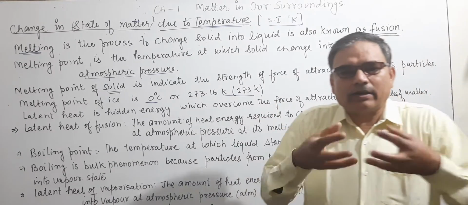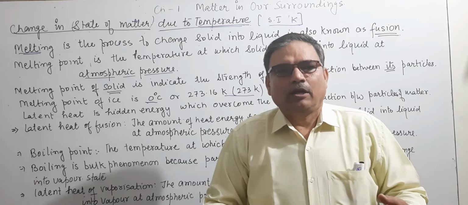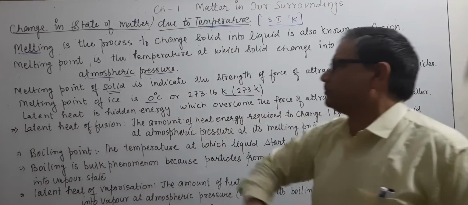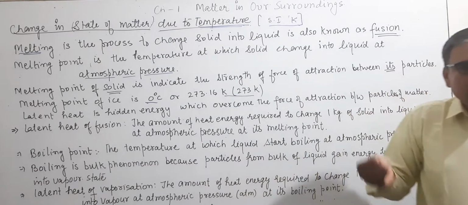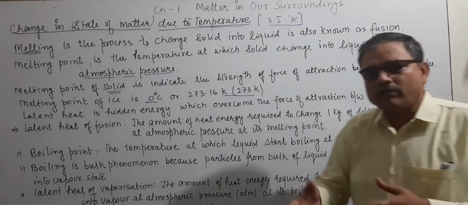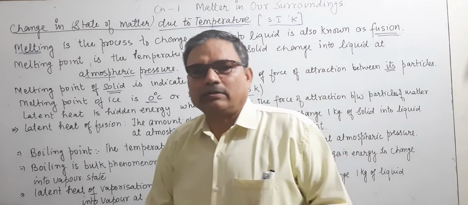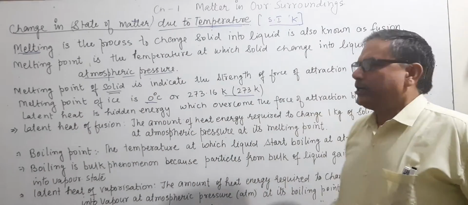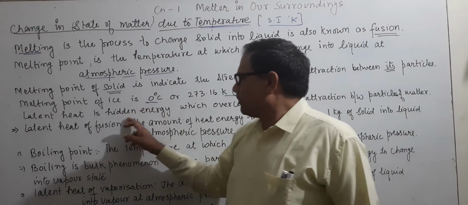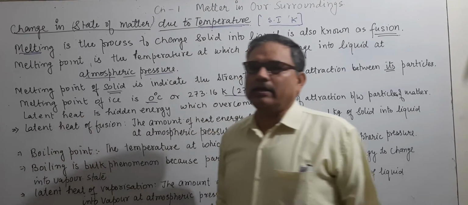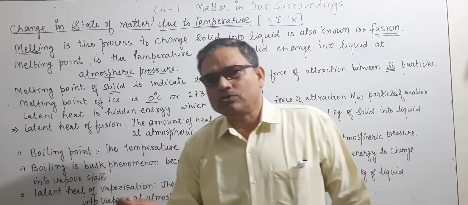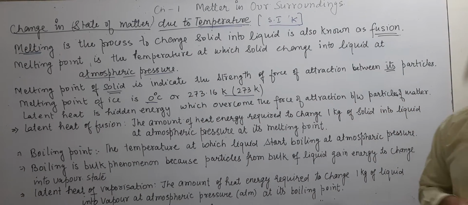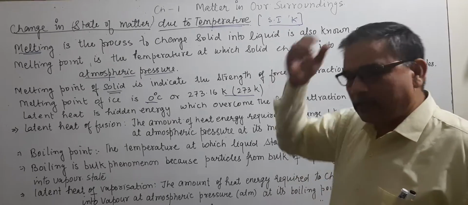The energy which overcomes the force of attraction between the particles of matter, that hidden energy, we call latent heat. The energy which is not visible to us, but what that energy has done is overcome the force of attraction. That energy is known as latent heat. It means if the question asks, name the hidden energy: latent heat, the hidden energy which is used to overcome the force of attraction between the particles of matter.